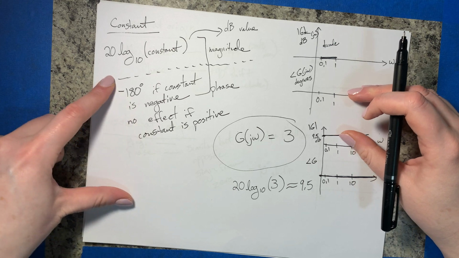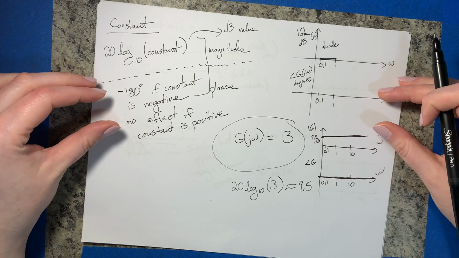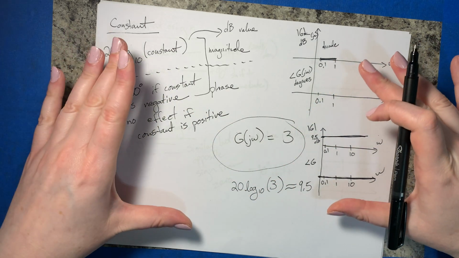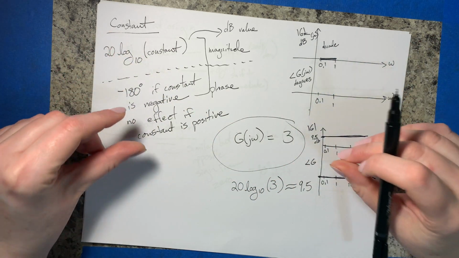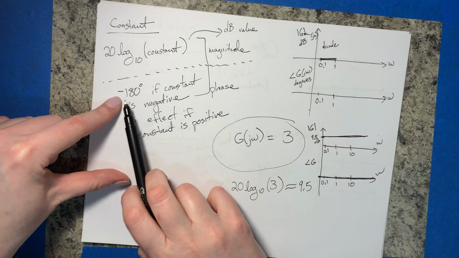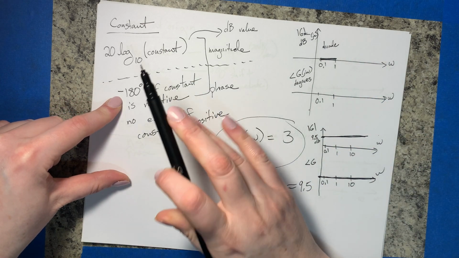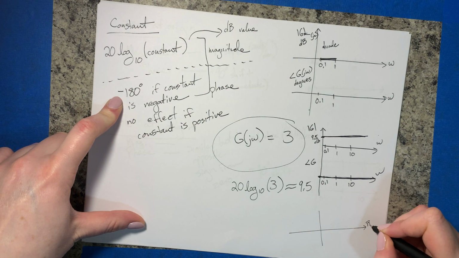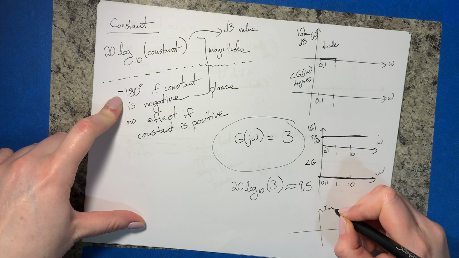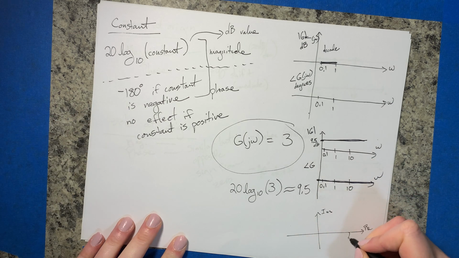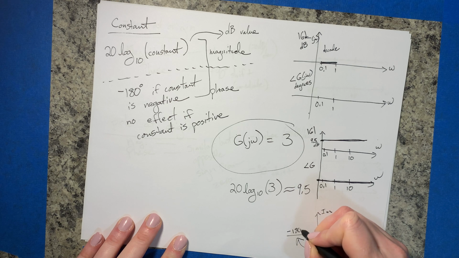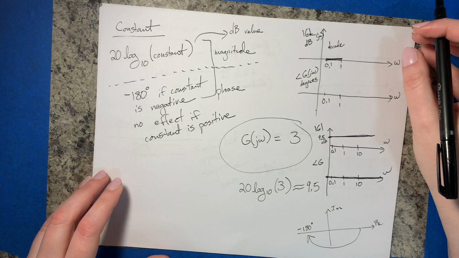For the phase plot, the constant value doesn't really affect it at all unless it has a negative sign. The negative sign just represents the negative 180 degree shift, which you expect, right? If we think about our real and imaginary plot at our axis, if we went all the way over here, this is negative 180 degrees. So a negative sign can be represented that way.